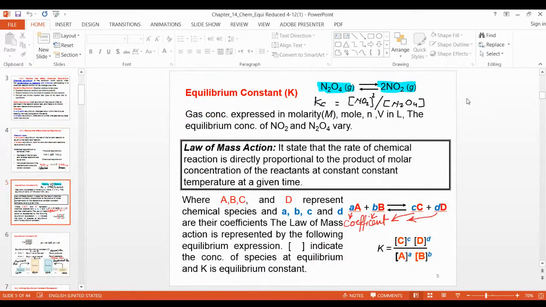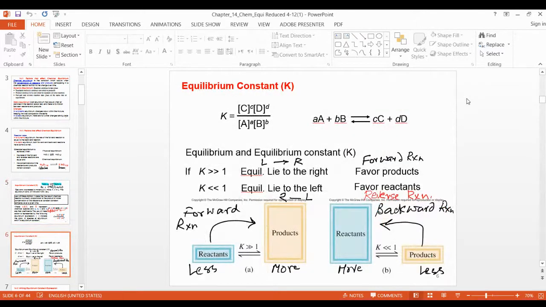Law of mass action for this reaction, you know how to write. The concentrations of all the products raised to the power of their coefficients, divided by the concentrations of all the reactants raised to the power of their coefficients. This is the simple way to write the law of mass action if the question is there.